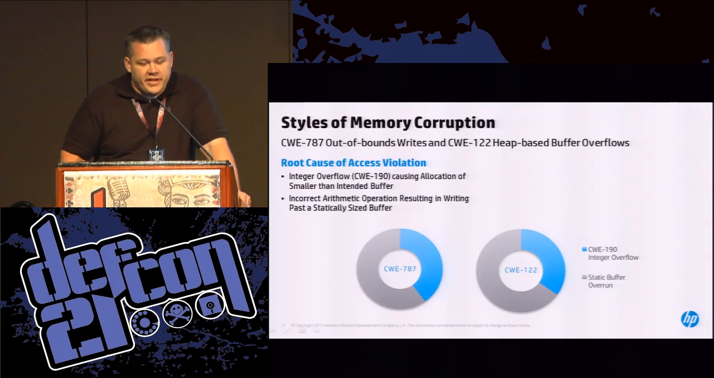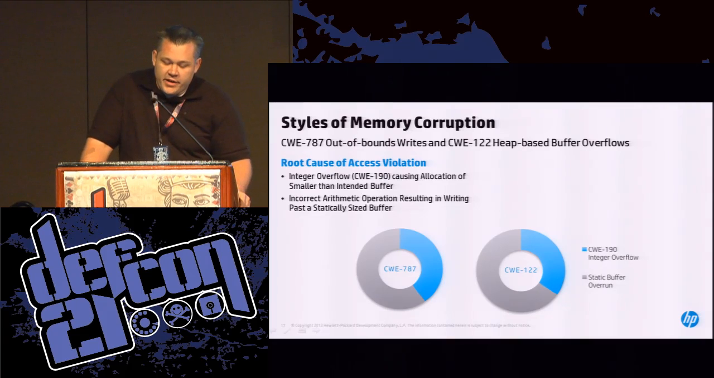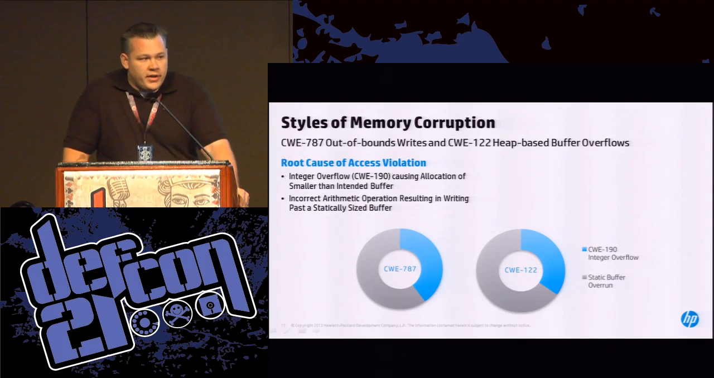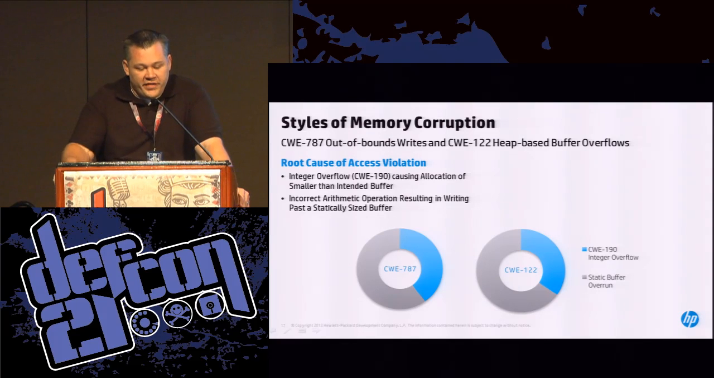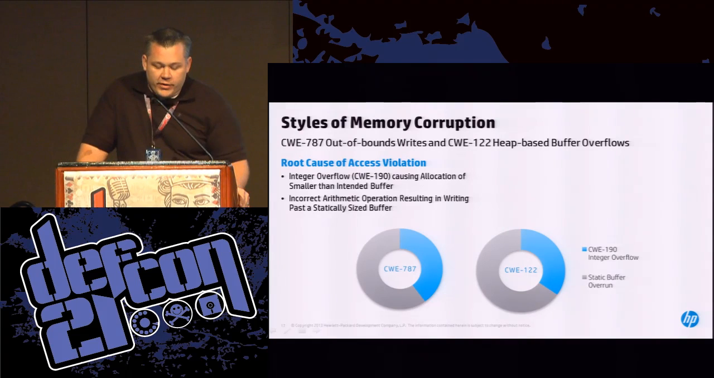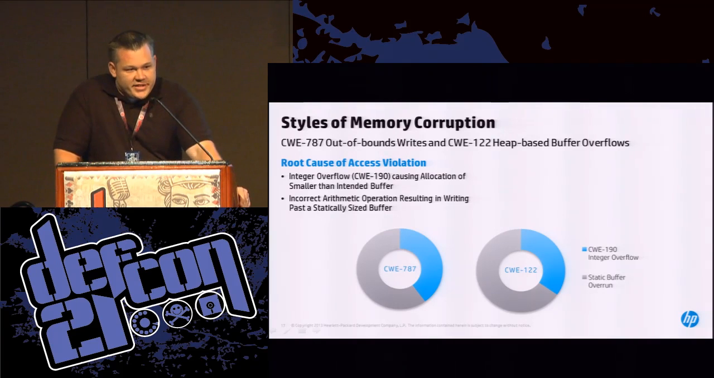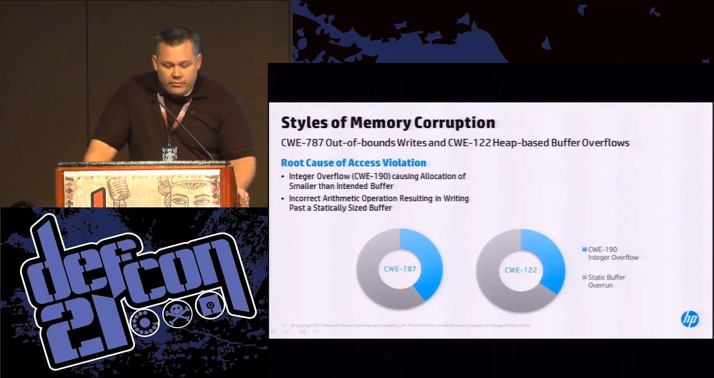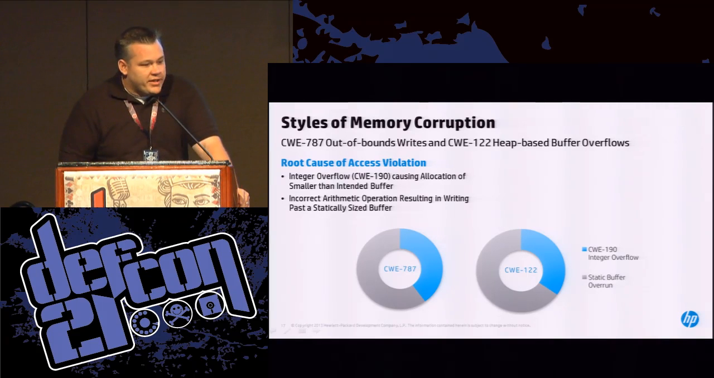If we look specifically at memory corruption style of vulnerabilities, out of bounds writes and heap-based buffer overflows, there's really two causes for the access violations in those two classes, so we could further analyze those bugs. We found out that a third of them were caused by integer overflows, causing an allocation of a smaller than intended buffer, and the rest were incorrect arithmetic operations. So it's just interesting to see that there's different types of memory corruption issues and the granularity that you can get to.